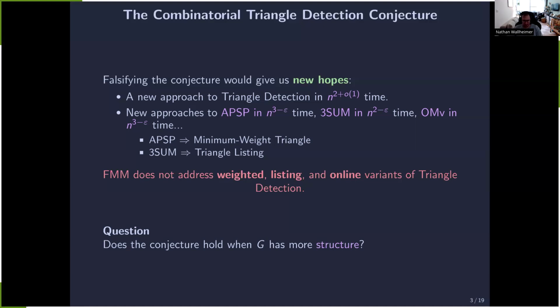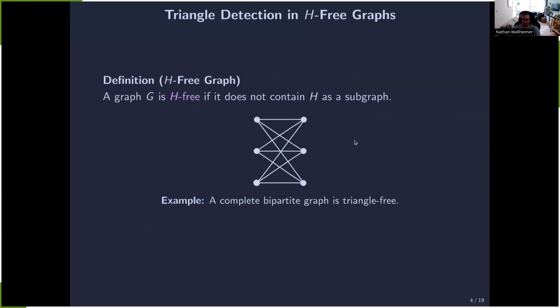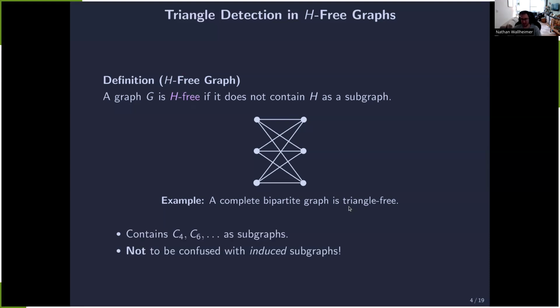The main question in our paper is whether the conjecture holds when G has more structure. And the notion of structure that we use is the one of H-free graphs. We say that G is H-free if it does not contain H as a subgraph. For example, a complete bipartite graph is triangle free. It also contains subgraphs such as C4, C6, the even cycles. And let me emphasize that we're only talking about subgraphs and not about induced subgraphs, which is another notion of H-freeness.